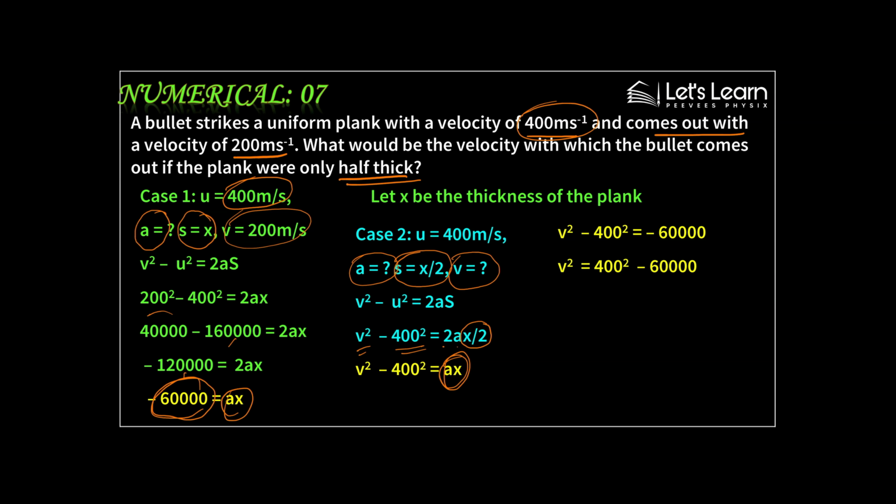v square, taking this to the other side, becomes plus 400 square minus 60,000. Calculator. 160,000 take away 60,000, v square gives you 100,000. So v will be the square root of 100,000, which is 316 meter per second. So the bullet comes out with a speed of 316 meter per second.